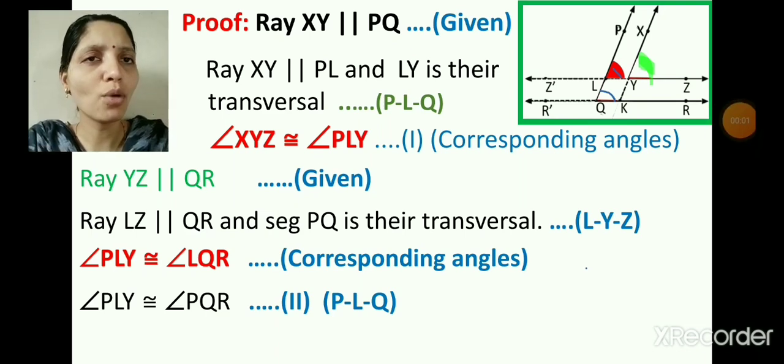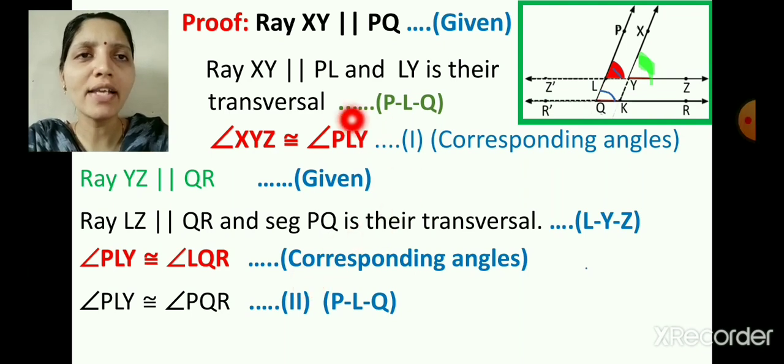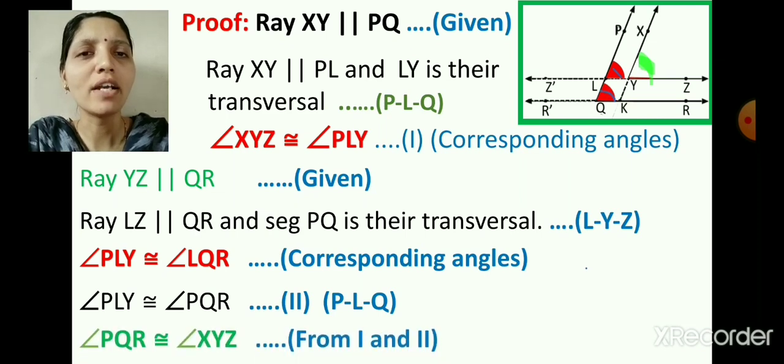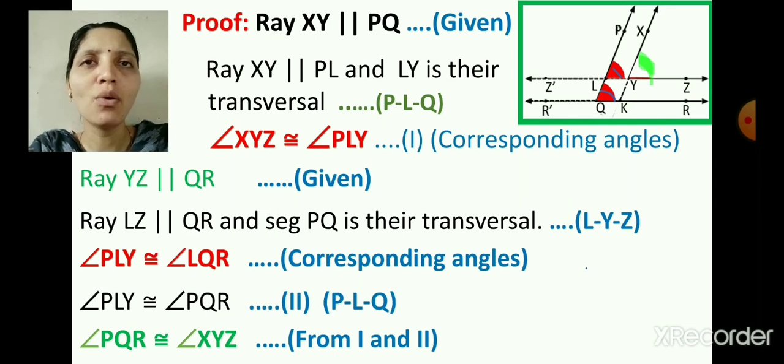So if you observe equation 1 and equation 2, you will see that angle PLY is congruent to angle XYZ, and here angle PLY is congruent to angle PQR. So we can write angle XYZ is congruent to angle PQR. So that is your final proof, from equation 1 and 2. Hence we have proved. I hope you all have understood now.